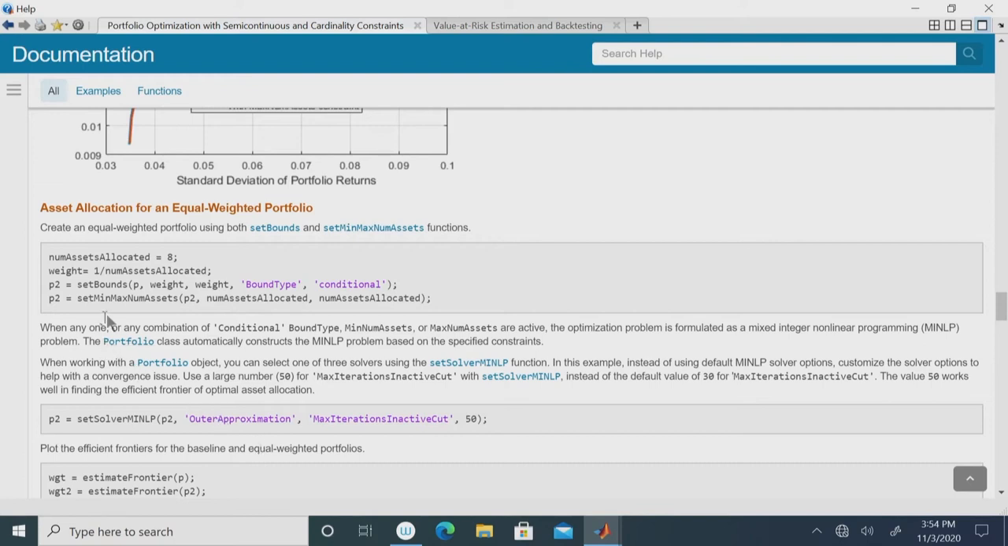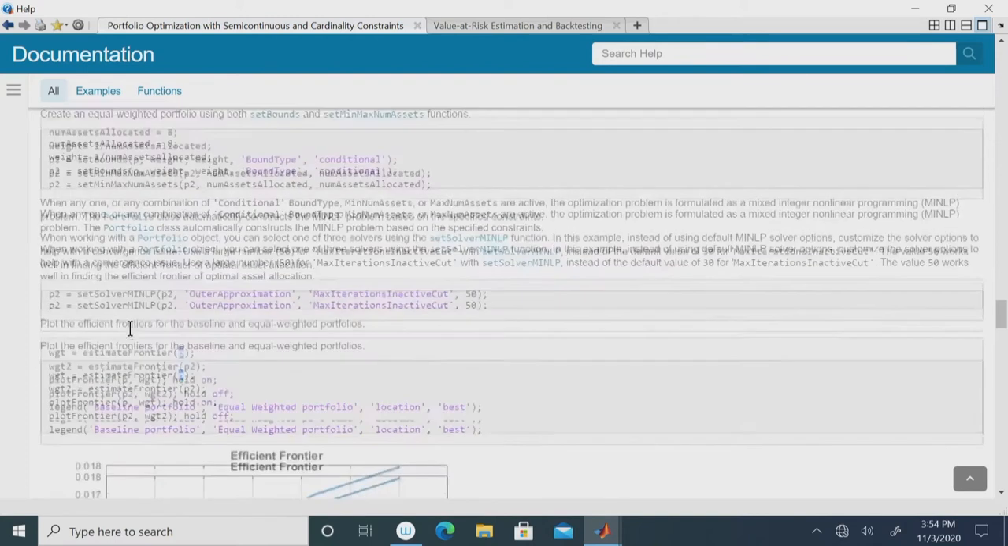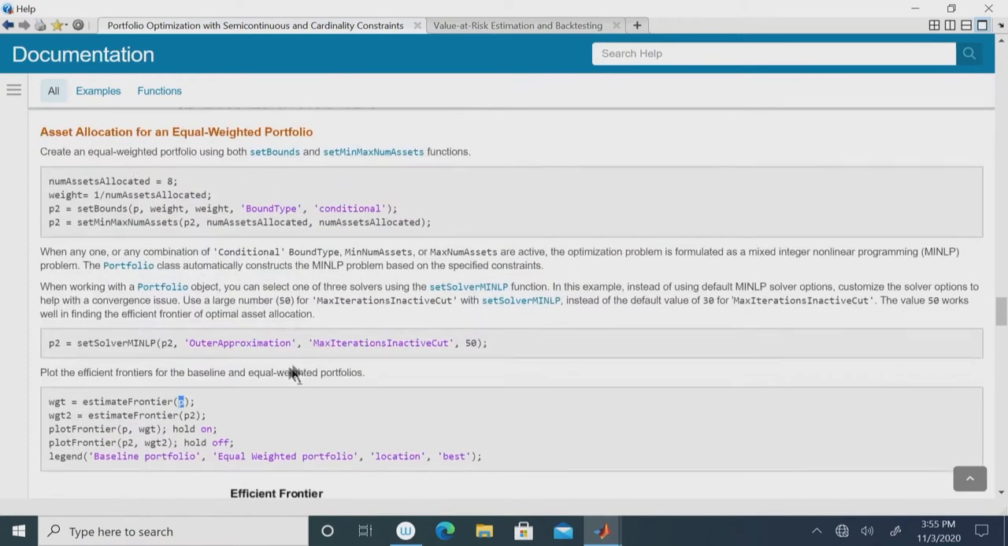So this is a mixed integer nonlinear programming kind of a problem. You have to solve this using the solver MINLP, that is for mixed integer nonlinear programming problem. So you set the solver for this, and then you again estimate the efficient frontier. Of course your P remains unchanged, that is the baseline one, but your P2 now is going to be the solution of this equal weighted portfolio by usage of this method of MINLP.